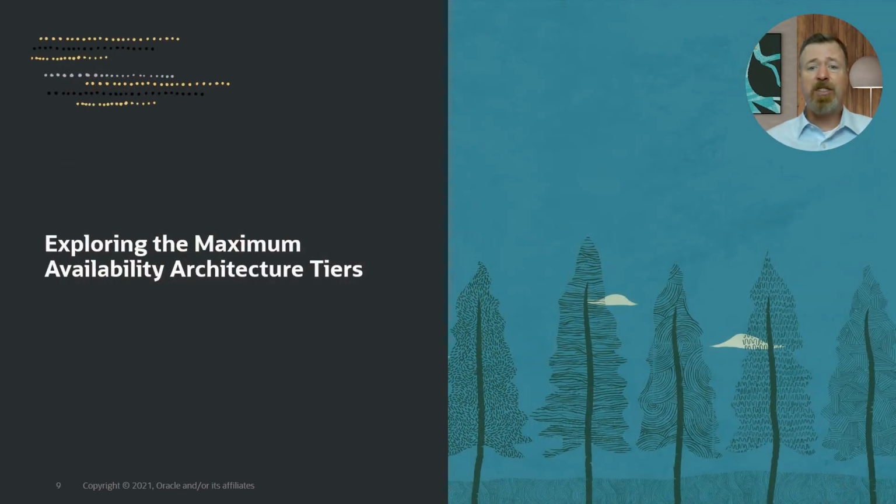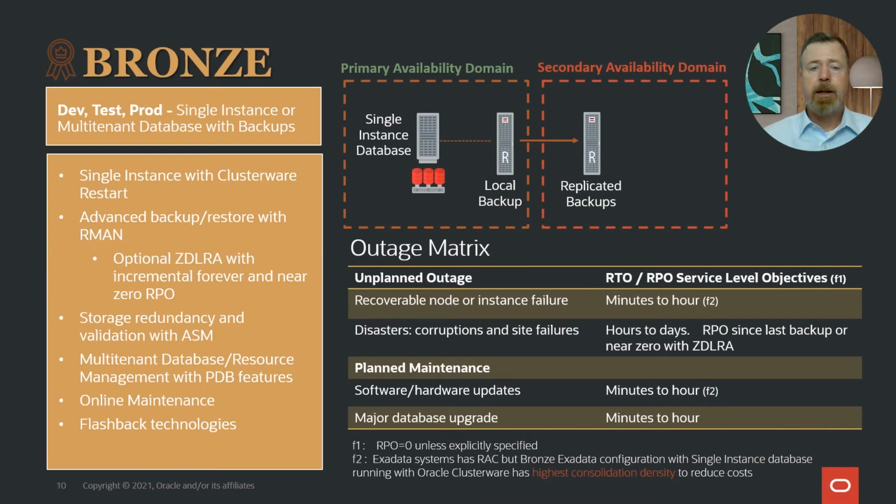Okay, let's explore the different tiers and where we're at with them. So we'll start with Bronze. Bronze is the foundation of all the other tiers. We start with a single instance database. We can see we still have a second availability domain, which represents another data center fairly close, that we can replicate backups to.